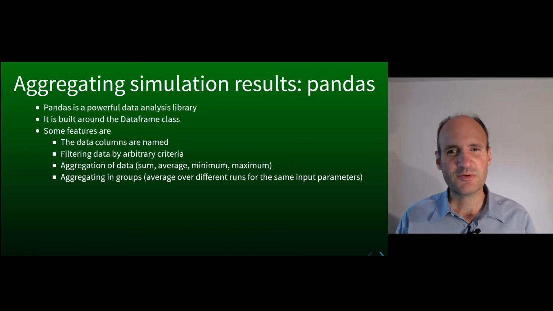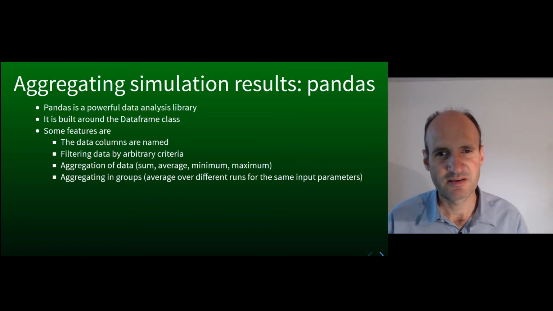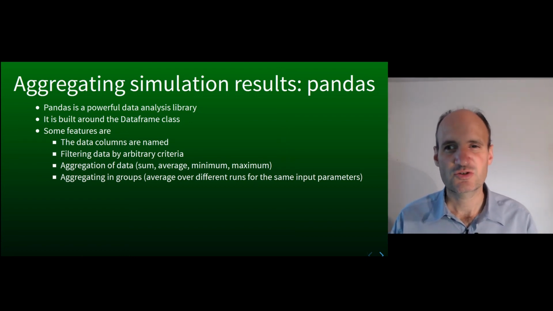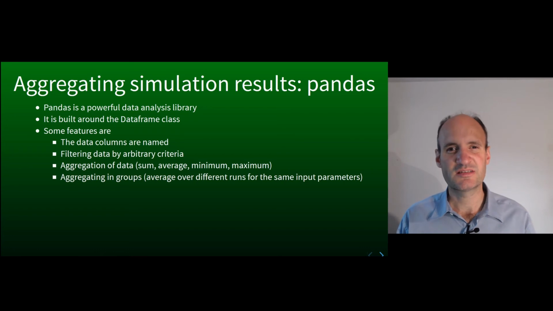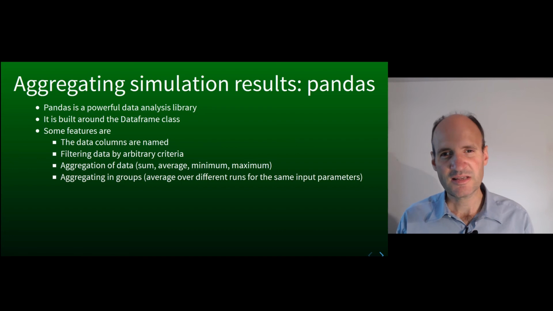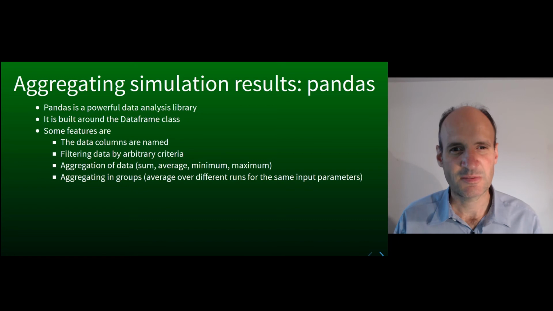I've now run the simulations for different temperatures and densities, and also for different random number seeds, so I can do some averaging. So let's come to Pandas, which we'll be using to aggregate and analyze our simulation data. Pandas is a data analysis library for Python, which is really popular in the data science community. I would also say it's the de facto standard there. It's built around the data frame class, which is kind of a NumPy array on steroids. So it offers some additional benefits.